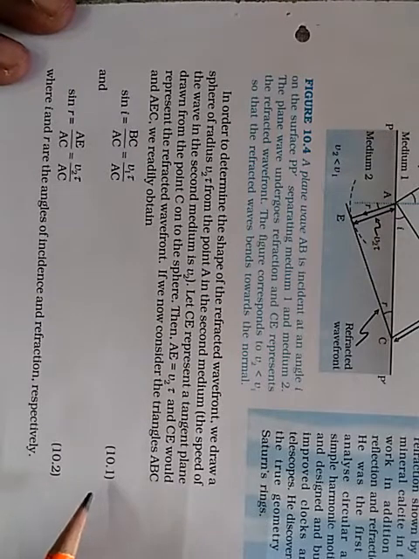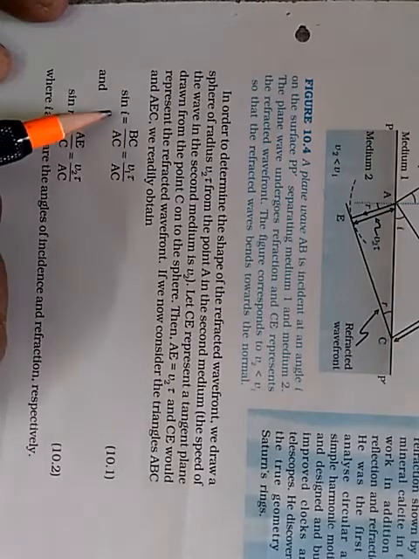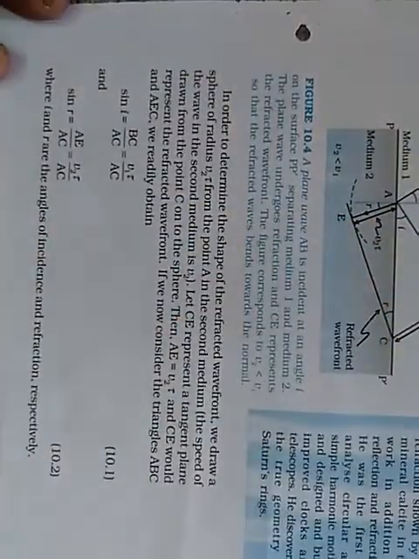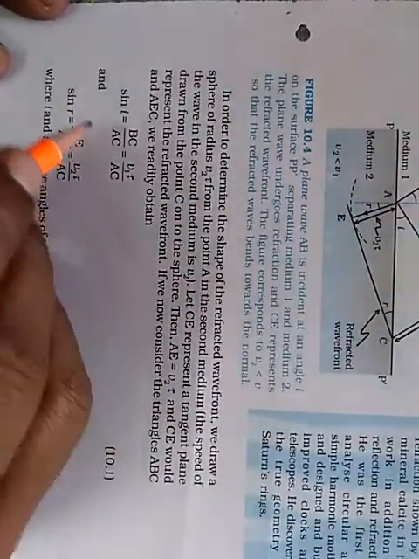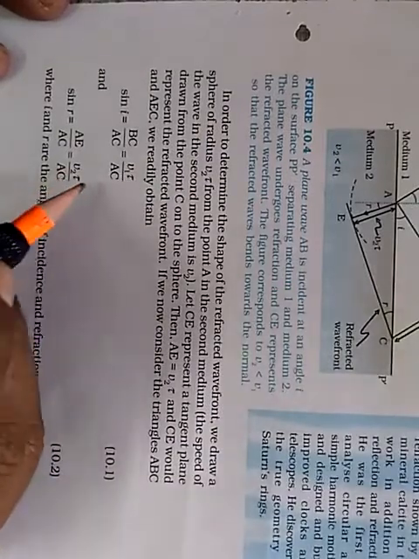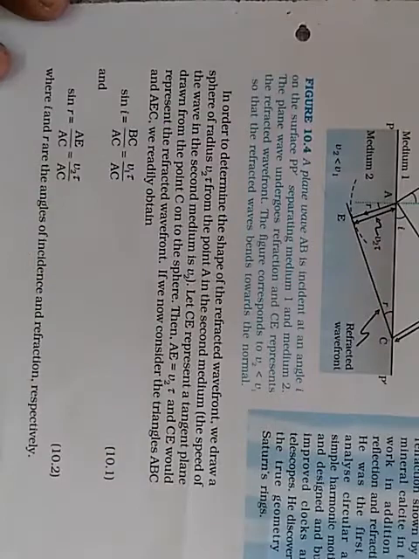So this is equation 10.1 and this is equation 10.2, where I and R are the angles of incidence and refraction respectively. So I is the angle of incidence and R is the angle of refraction. Now what we do is sin I by sin R. If you do sin I by sin R, this tau gets cancelled, AC gets cancelled, and we will have V1 by V2. So that we are going to see on the next page.